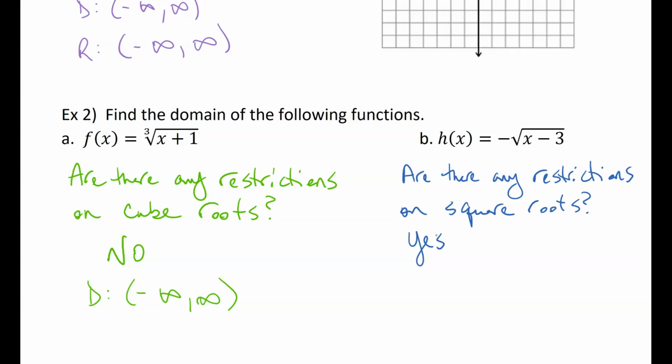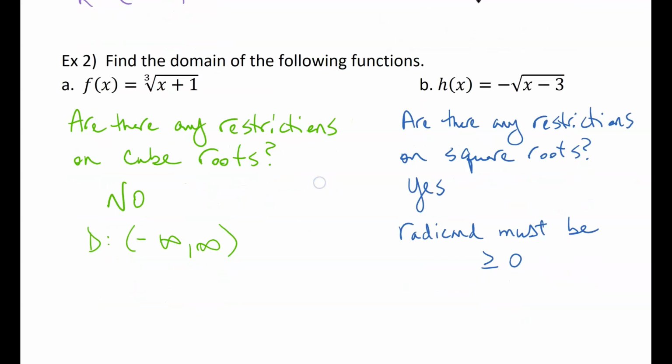Can the radicand be 0? Yes. So the radicand must be greater than or equal to 0. So if I'm trying to find the domain of this function here, what's the only piece I need to look at? Just the radicand. What's my radicand right now? It's x minus 3. X minus 3 is the radicand.